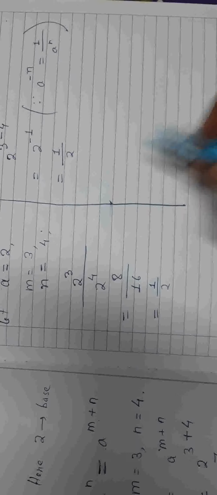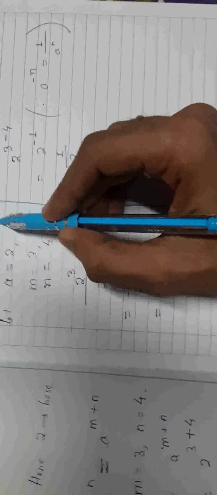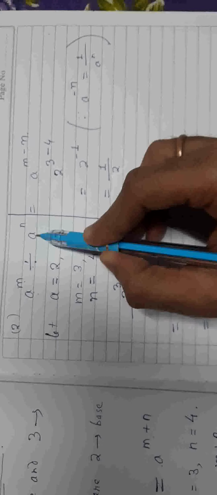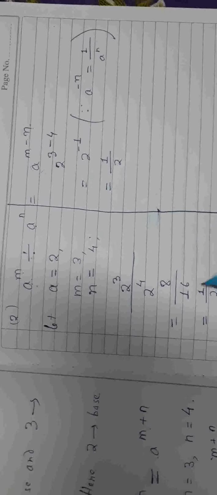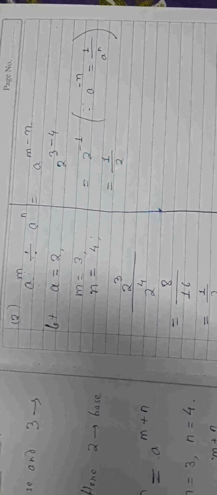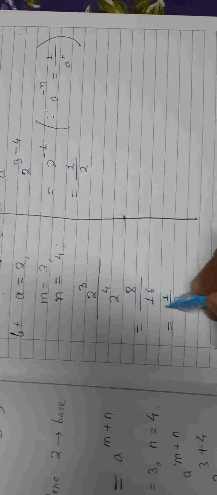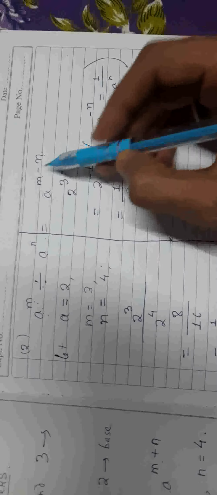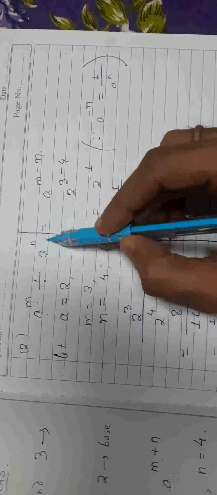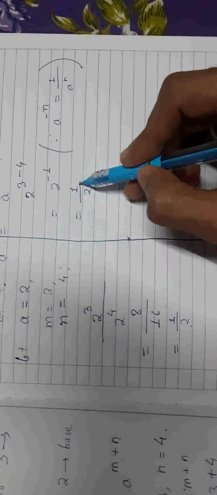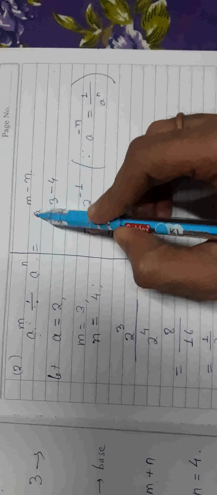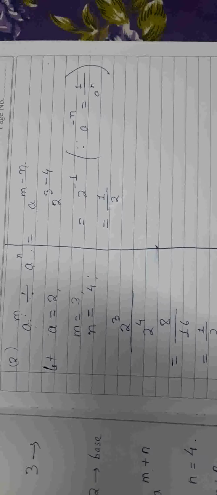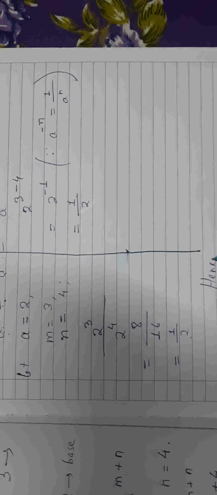Now what we find is that a to the power m divided by a to the power n is equal to a to the power m minus n. And this is how, with a simple example, we can verify this formula. A to the power m divided by a to the power n value is 1 by 2. Similarly, a to the power m minus n, which is the right hand side of this formula, is also half, which implies that a to the power m divided by a to the power n is equal to a to the power m minus n. So the second formula is also verified this way.